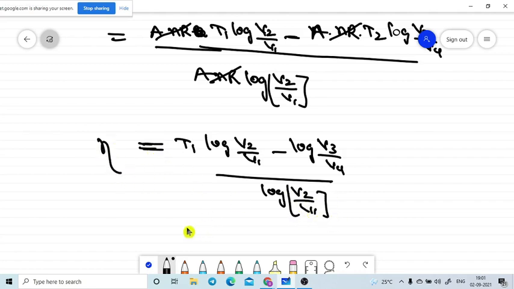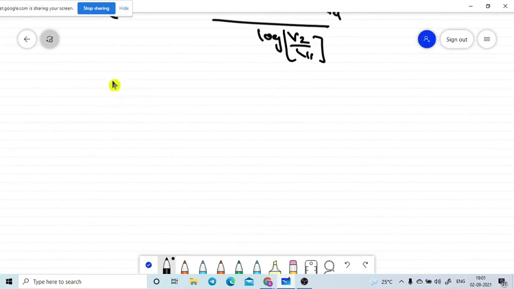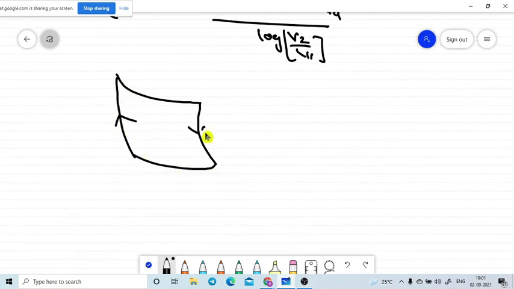But we need to simplify this formula one more step. How can we simplify? Let me draw this diagram once again. We are moving like this, after that like this, after that like this, after that like this. So these are the processes we are having. From A to B we moved, from B to C we moved, and C to D we moved. Just taking this portion, this portion is the adiabatic expansion. Are you getting or not? This is the adiabatic expansion.